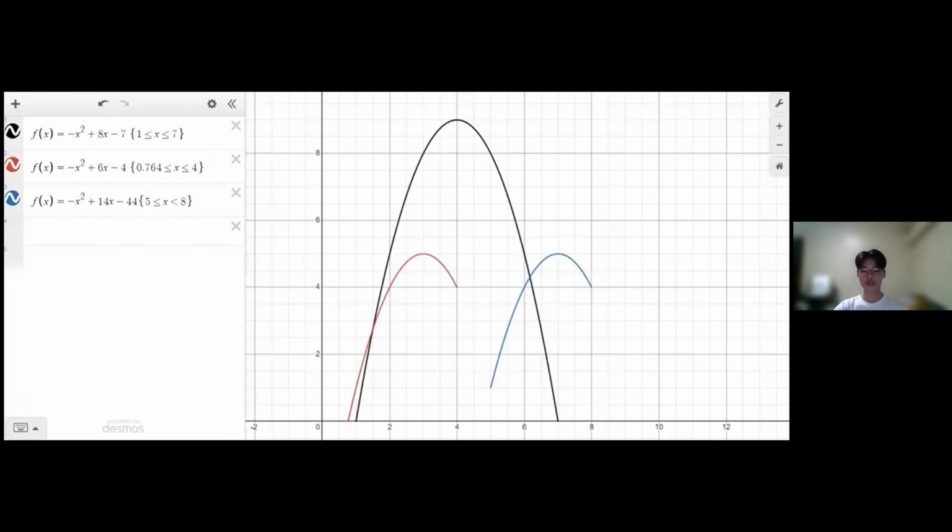Now, let me ask you, looking at this diagram, what do you observe? Well, first of all, it's a piecewise function because there are certain intervals for a certain function. For example, this equation that has 1 is less than or equal to x and x is less than or equal to 7. Now, in this diagram, there are three quadratic functions that are correlated to each other. Let's discuss each of these functions and why they are there.